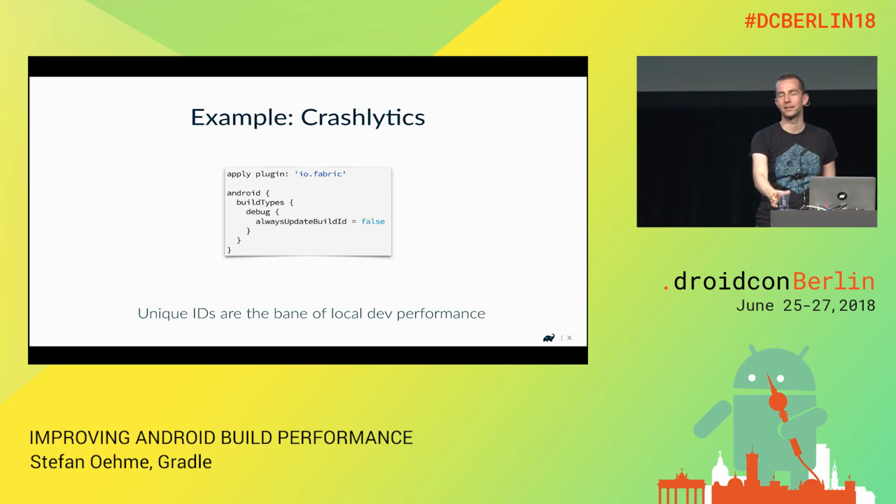In general, any kind of timestamp is going to kill local development performance. So don't put timestamps into your jar manifests, at least not on local builds. On release builds, doesn't matter. Yeah, you only do those once a day, once a week.